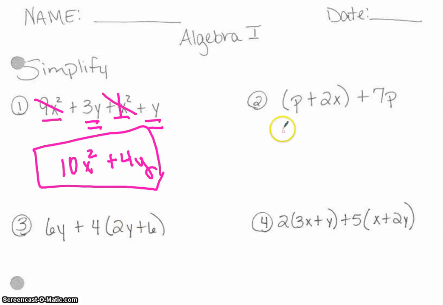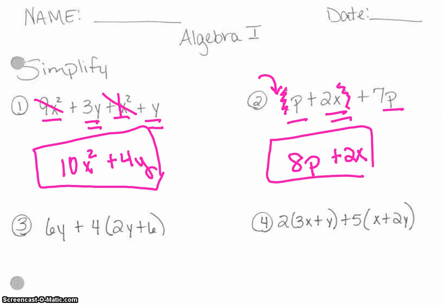Number 2, when you have parentheses and there's nothing in front of them, the parentheses do nothing and you can simply ignore them. So we have a p and we have a 2x that does not match up to anything. So that's like a 1p plus 7p gives you 8p, and then just bring down the plus 2x because it did not match up with anything.